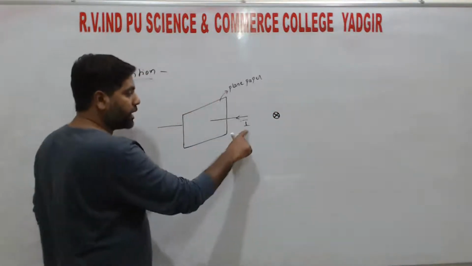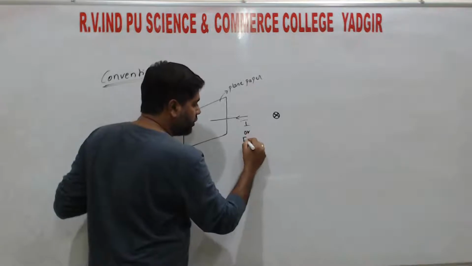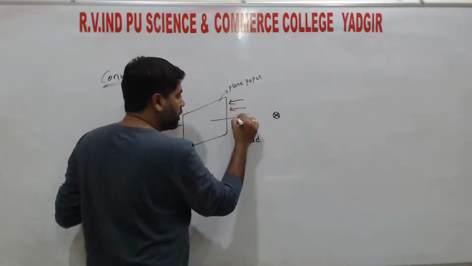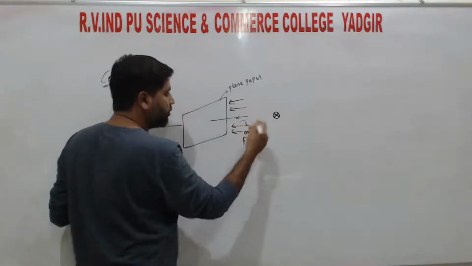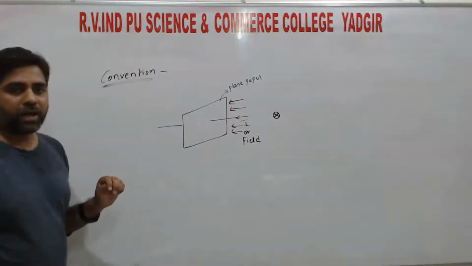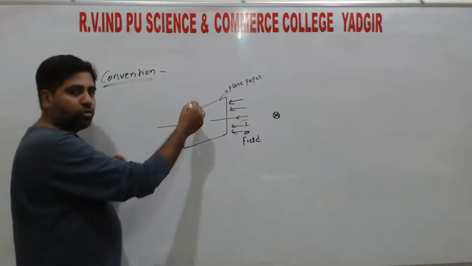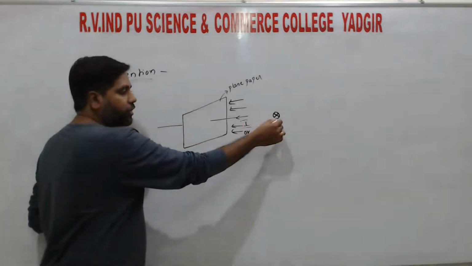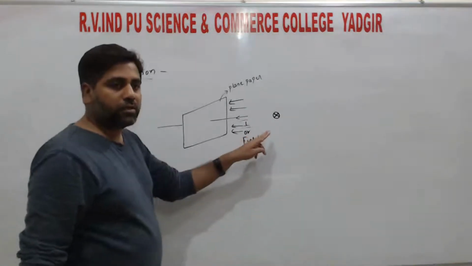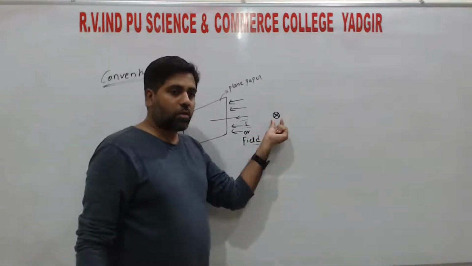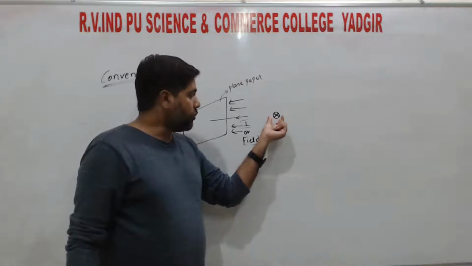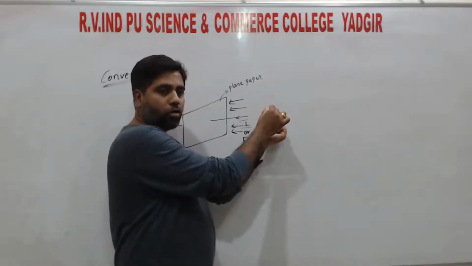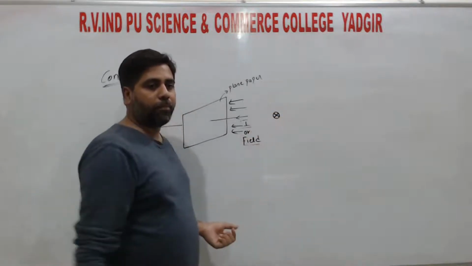So either it may be current or it may be field, right? If the magnetic field is also flowing in this direction, that means inside the plane of the paper or into this board, then current or field is represented by the cross mark within a circle. It indicates the current is moving inside the board or inside the plane of the paper, right?